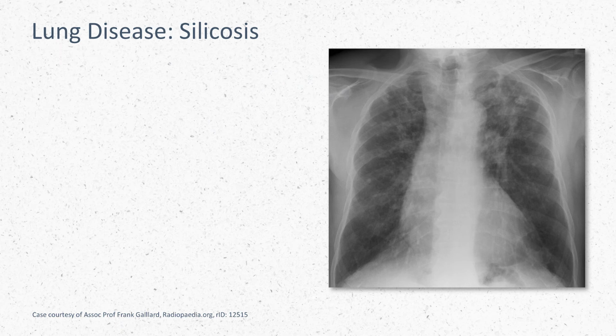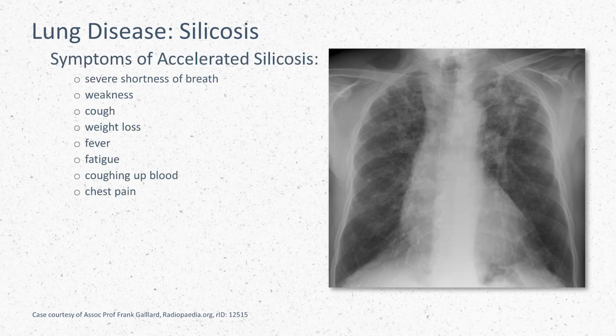The first health effect associated with exposure to silica is lung disease, and the main lung disease is called silicosis. What scientists are observing with workers in the cut stone industry is the exposure to silica dust from the fabrication of engineered stone is actually resulting in rapidly developing or accelerated cases of silicosis. The symptoms of accelerated silicosis include severe shortness of breath, weakness, cough, weight loss, fever, fatigue, coughing up blood, and chest pain.